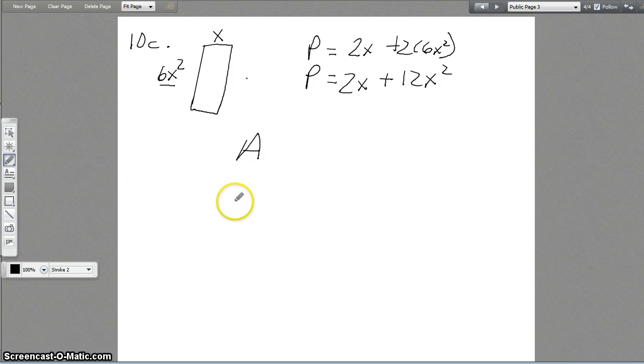Remember, the area is length times width. So our length is 6x squared and our width is x. We multiply our coefficients, which are 6 and an understood 1, so that's 6. Then we write down our x, and the power on the x is going to be the sum of our exponents. So we have 2, and then we have an understood 1. 2 plus 1 is 3, so it is 6x cubed. And that is how you do number 10, which is just like number 17 in the homework.